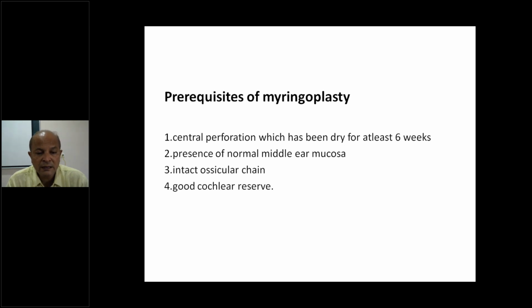And another investigation is you just do a pure tone audiometry. If the loss exceeds 45 to 50 decibel, then you suspect an ossicular chain involvement. So already I have told you the incudostapedial joint is the most vulnerable area.